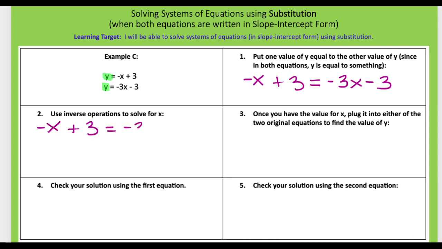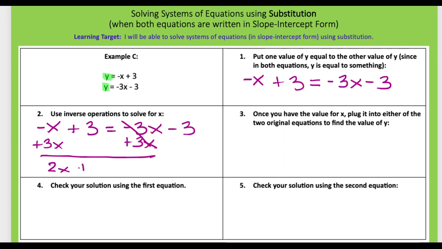So I'm going to try to move the x's to one side. Because I don't like to deal with negative numbers unless I have to, it really doesn't matter which one you move, but I'm going to add 3x to both sides. And remember, I'm adding the 3x because this is a negative 1 here. So that canceled out. Negative 1x plus 3x is positive 2x. So then I have 2x plus 3 equals negative 3.